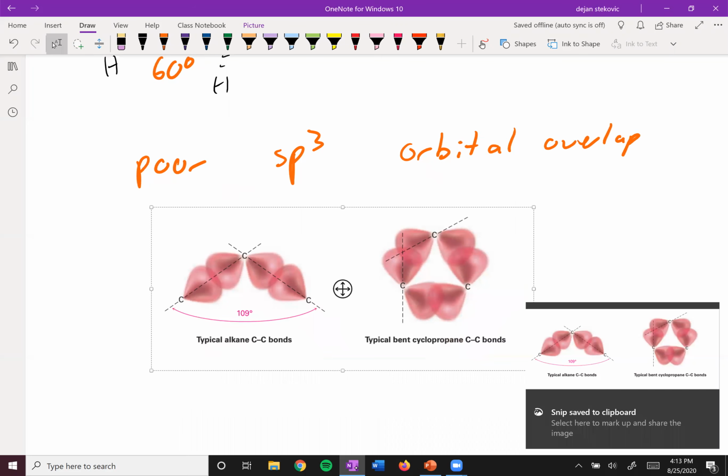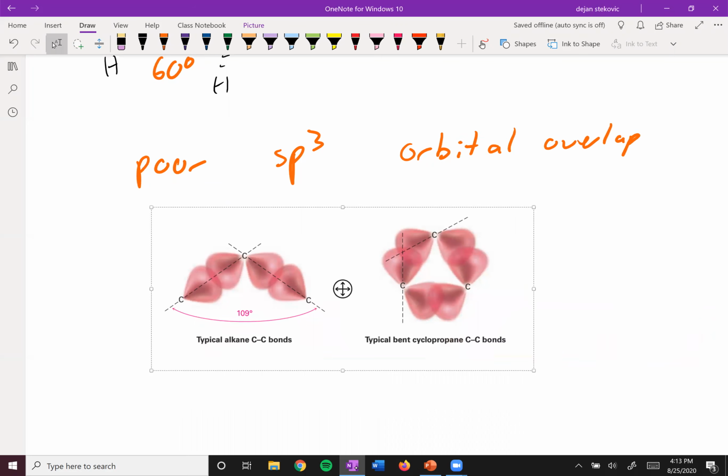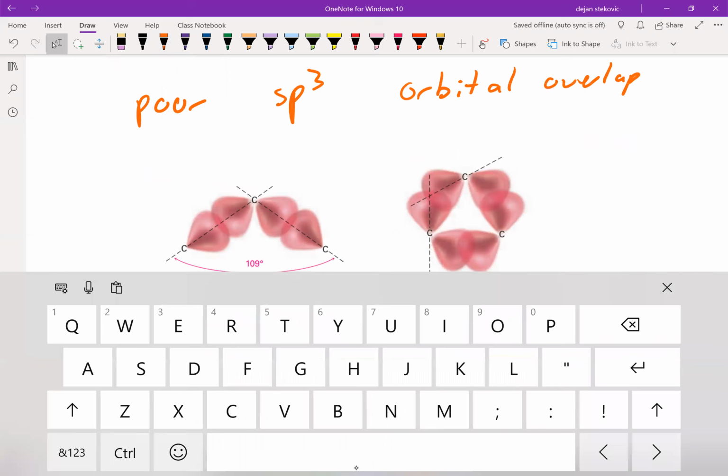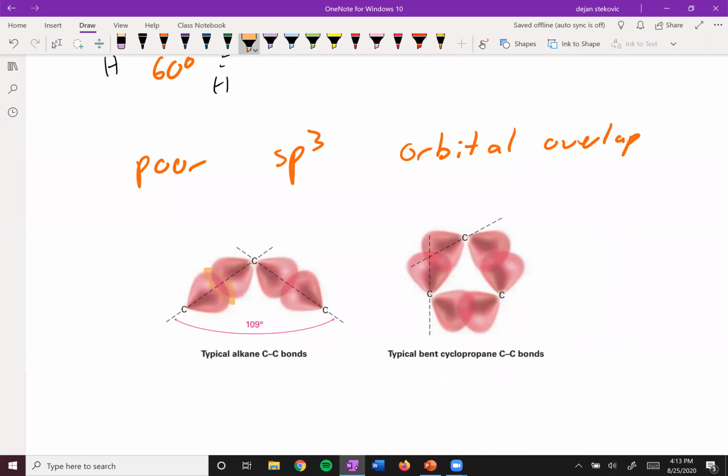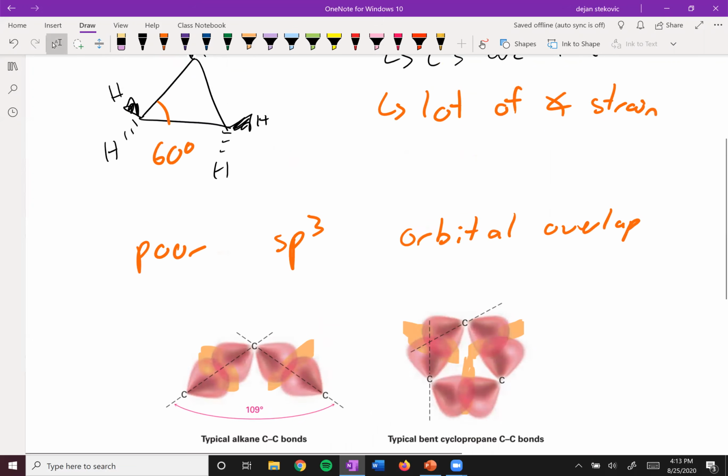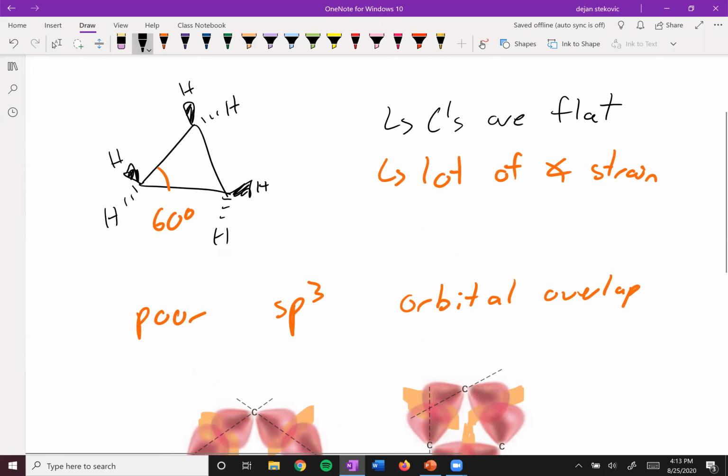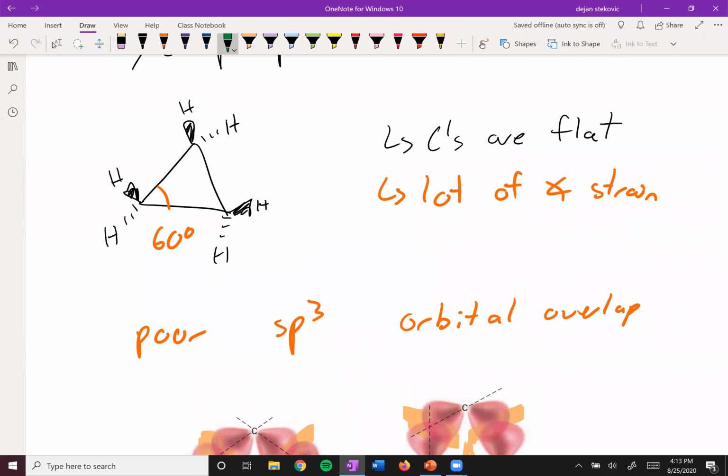There we go. So you can see in this left one over here, we have this 109.5 degree angle, and we've got a good amount of overlap between these orbitals. Whereas in this bent cyclopropane, we have worse overlap, right? So that's kind of just another picture for angle strain. Anyways, let's take a look at other types of strain.